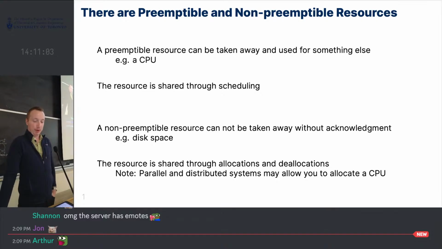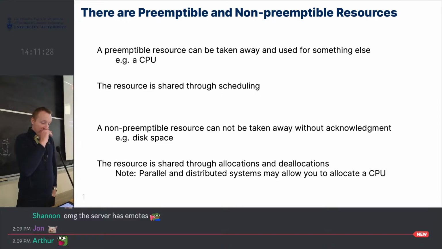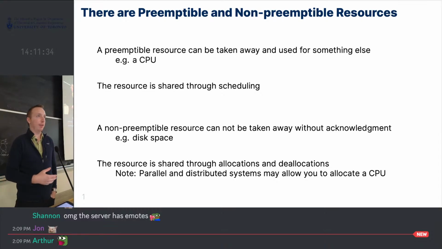A non-preemptible resource cannot be taken away without some type of acknowledgement, like disk space, for example. If your file is using a gig or however much, you can't just take away a few megabytes of it and use it for something else, because you'd probably invalidate the whole file, and that's just not the way a file works. Memory is also an example of this. A non-preemptible resource is shared through allocations and deallocations, so there's some explicit requesting of a resource, and then some explicit saying, I'm not going to use it anymore.